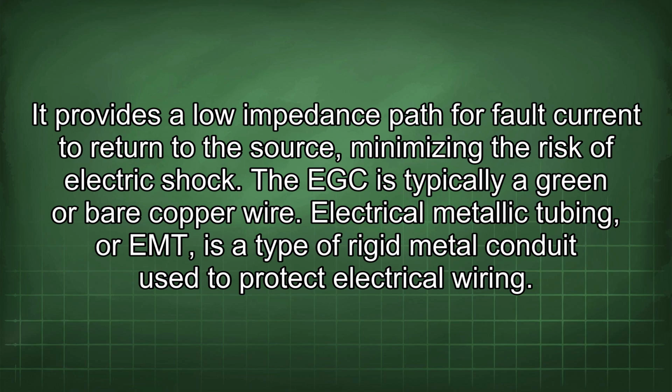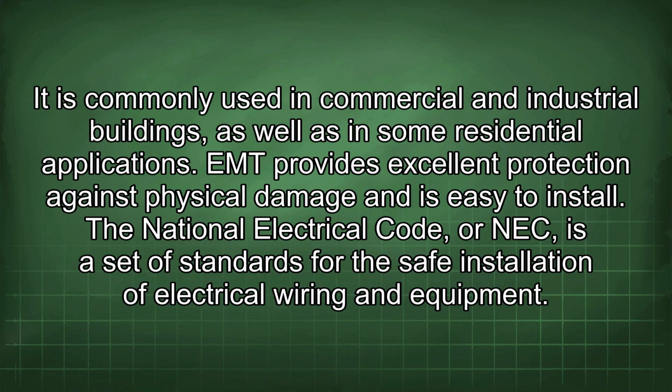The EGC is typically a green or bare copper wire. Electrical metallic tubing, or EMT, is a type of rigid metal conduit used to protect electrical wiring. It is commonly used in commercial and industrial buildings, as well as in some residential applications. EMT provides excellent protection against physical damage and is easy to install.